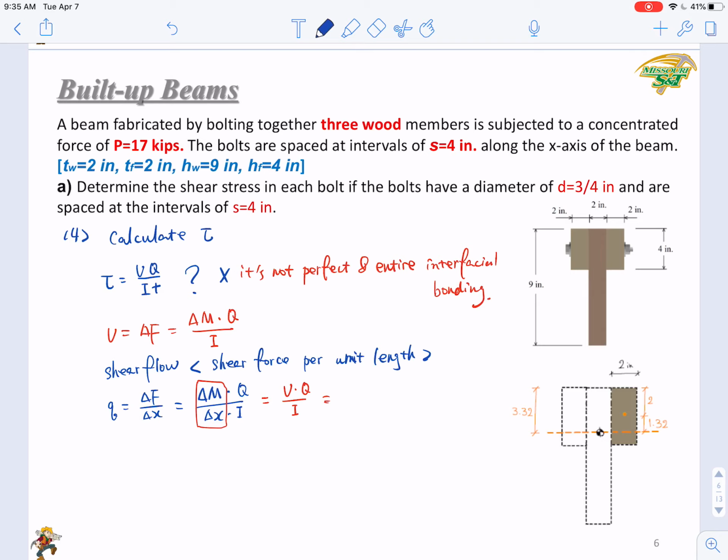The V is 8.5 kips, times the Q, which is 10.56 cubic inch, over I. The I is 195.8. So you will get 0.458 kips per inch.